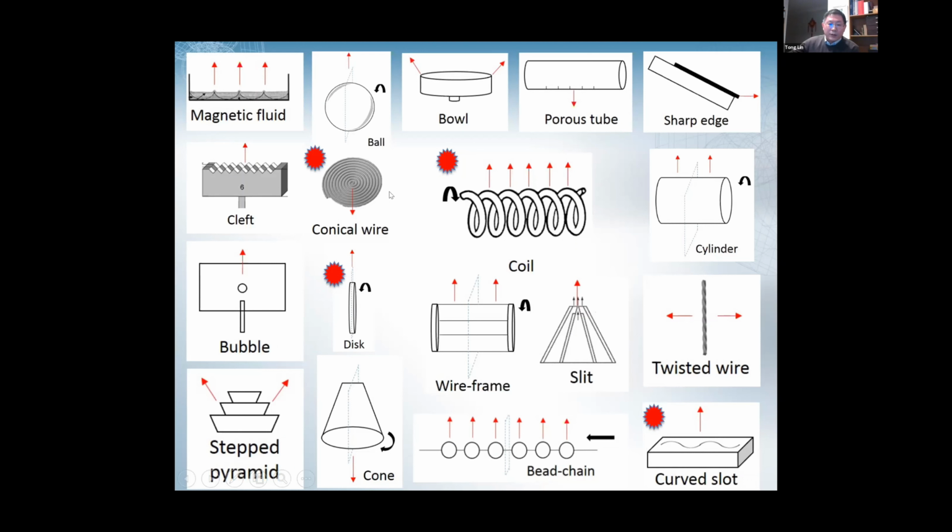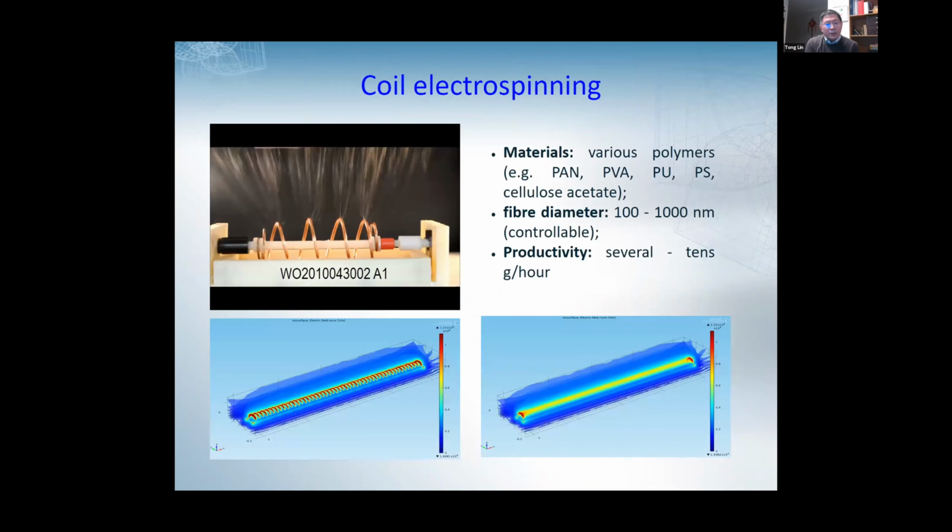Then we found that the conical coil is very effective for making nanofiber on large scale. Eventually, we identified the cylinder coil as the best one for nanofiber manufacture. Recently, we also work on other designs like curved slot and a special one. I will give you some details later. So this is the coil spinning. It's a lab version. You can see the setup is very simple.